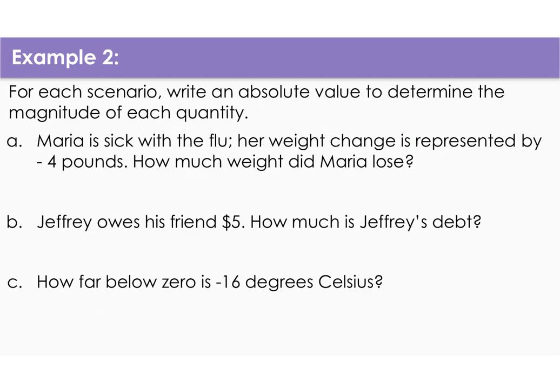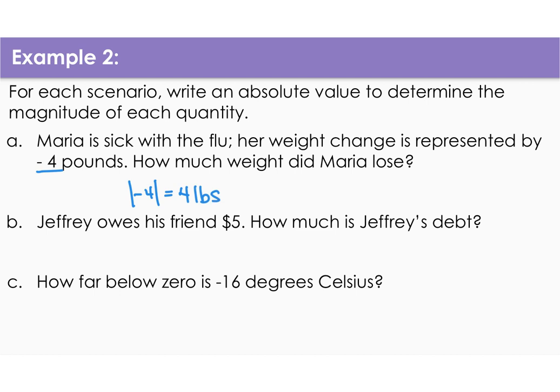For each scenario, write an absolute value, determine the magnitude of each quantity. Maria is sick with a flu. Her weight change is represented by negative 4 pounds. How much weight did Maria lose? So it says it's negative 4 pounds, and we want to know just how much weight did she lose, so that's the absolute value of negative 4, which is 4 pounds.